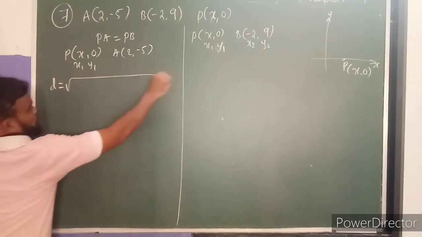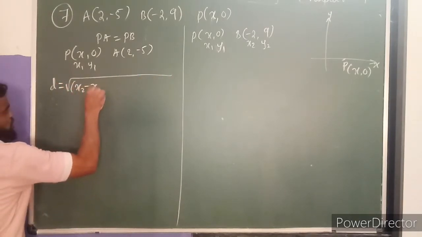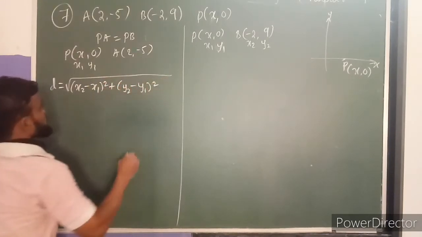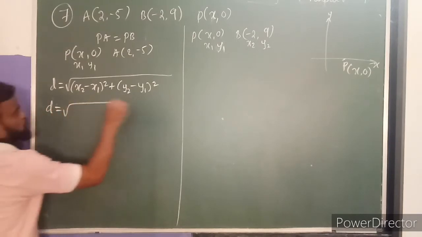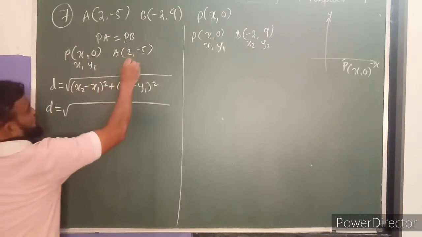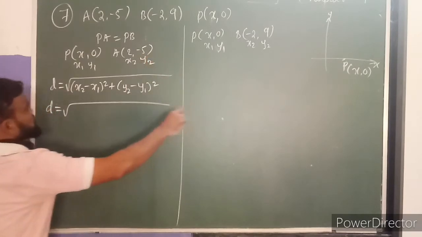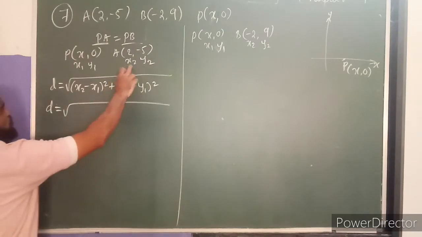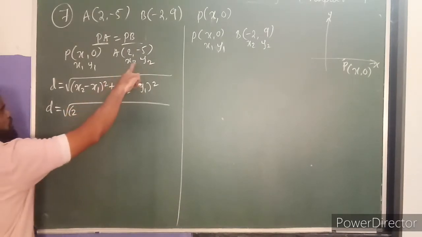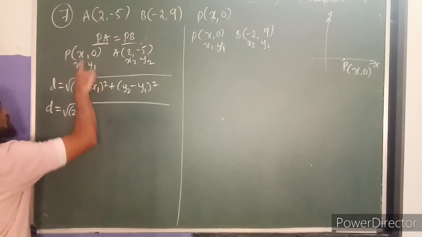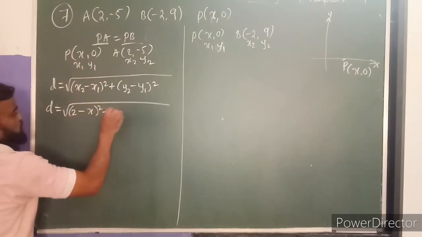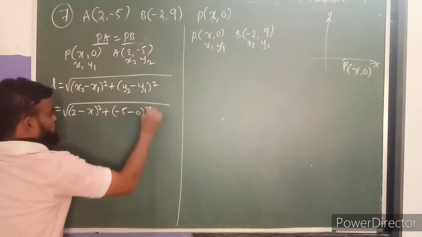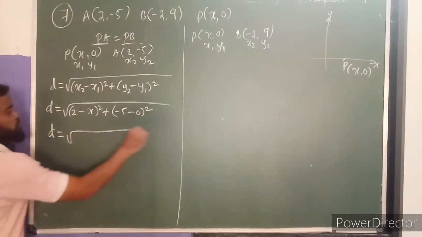D is equal to under root x2 minus x1 whole square plus y2 minus y1 whole square. And the D is equal to, what is x2? x2 is what? x2, y2. Right? PA. This is the left side, this is the right side. So x2 is 2 minus x1, that is x, whole square plus y2, that is minus 5 minus 0, whole square, and similarly for B.